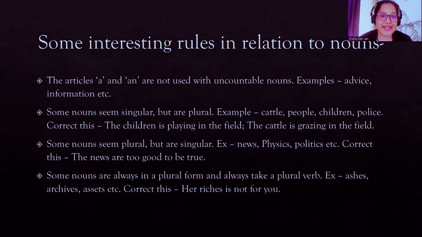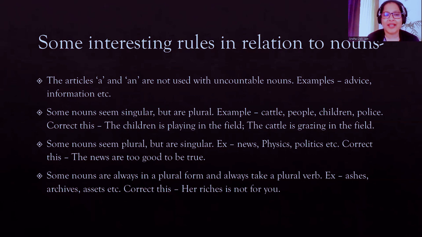The articles a and an are not used with uncountable nouns. So what are uncountable nouns? Nouns that we cannot count, as in we cannot say one rice. Can we say one rice? Can we say one advice? No. So for things that we cannot really count, we would mention a quantity, a measure. So for that, we use the term uncountable nouns.